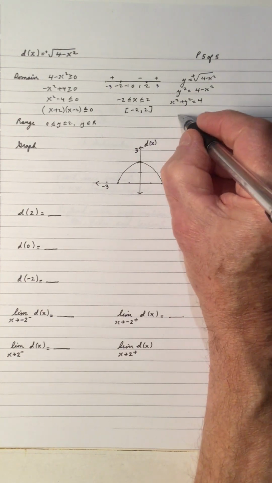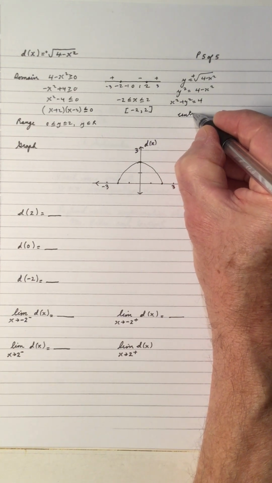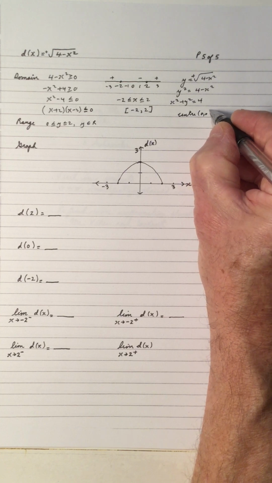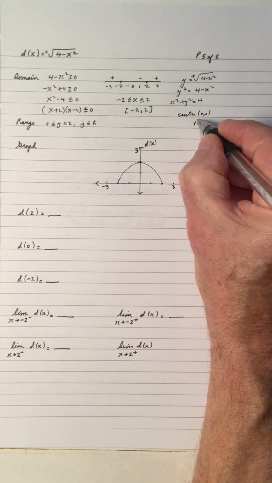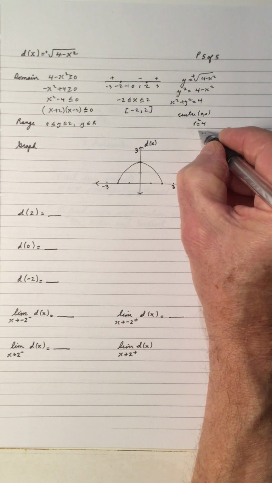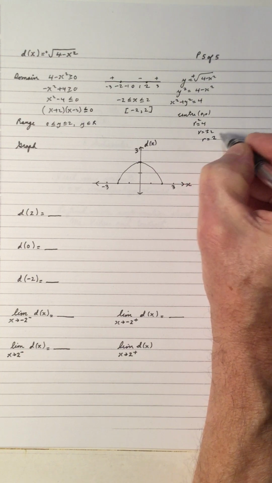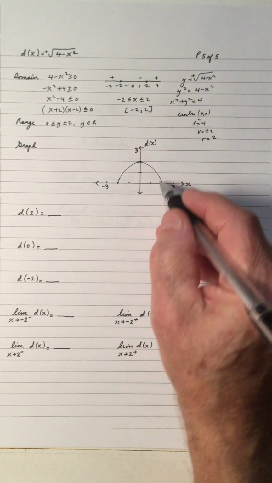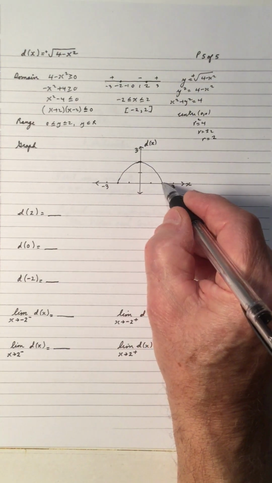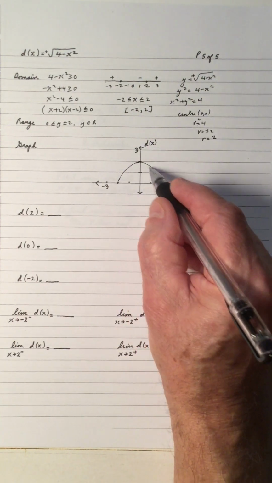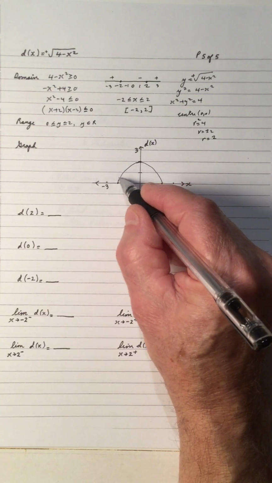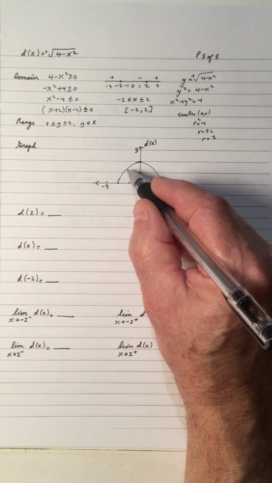So notice we have a circle whose center is 0, 0, and the radius, r squared, is equal to 4. So r is plus or minus 2. So r is 2. But this is the upper part, so that's why we're looking at, again, the upper part of a circle. The circle would have gone all the way around, but this is the upper part.